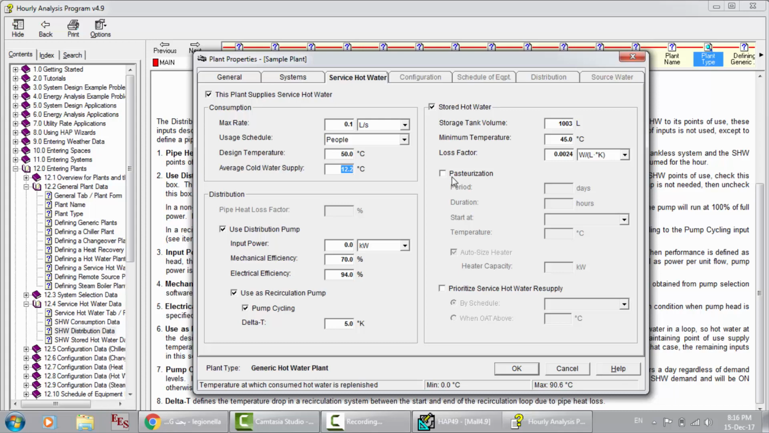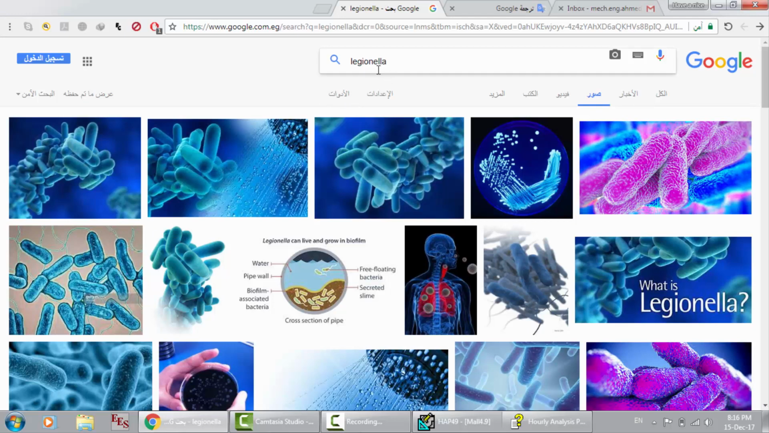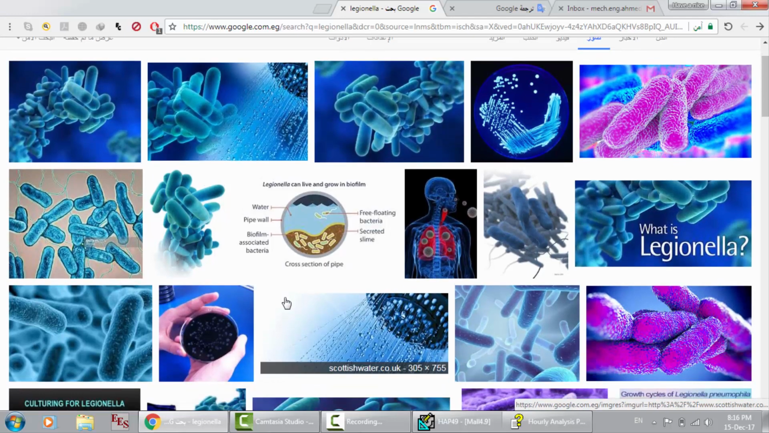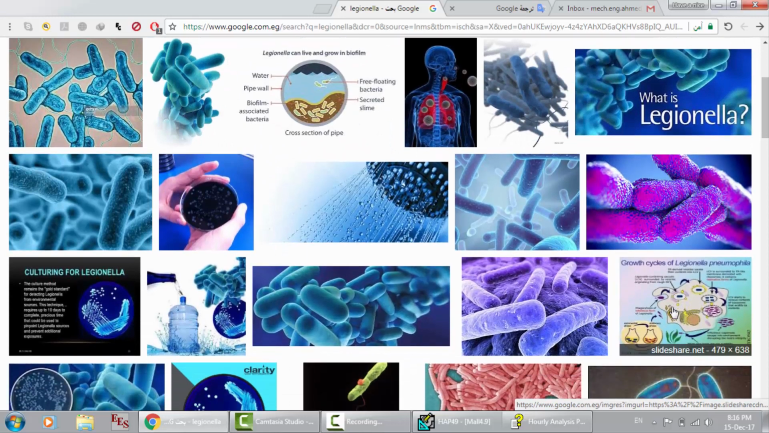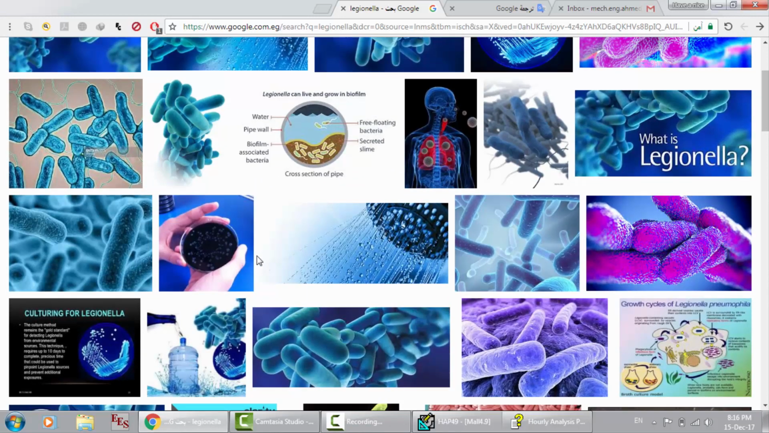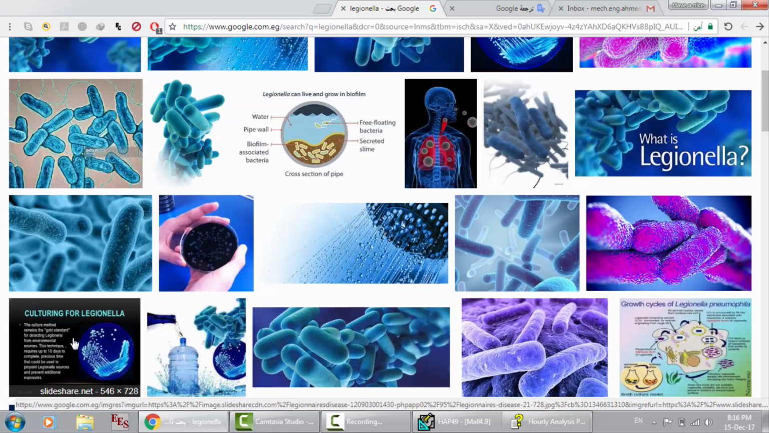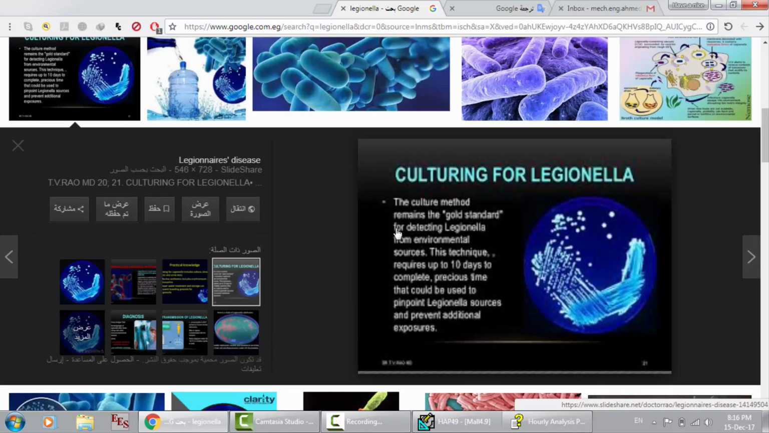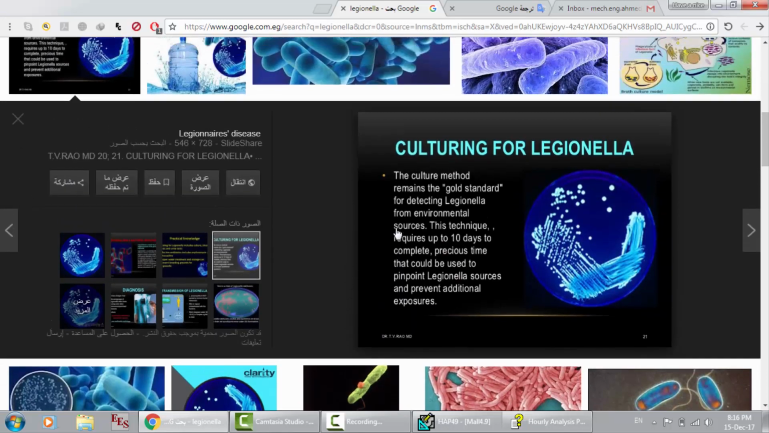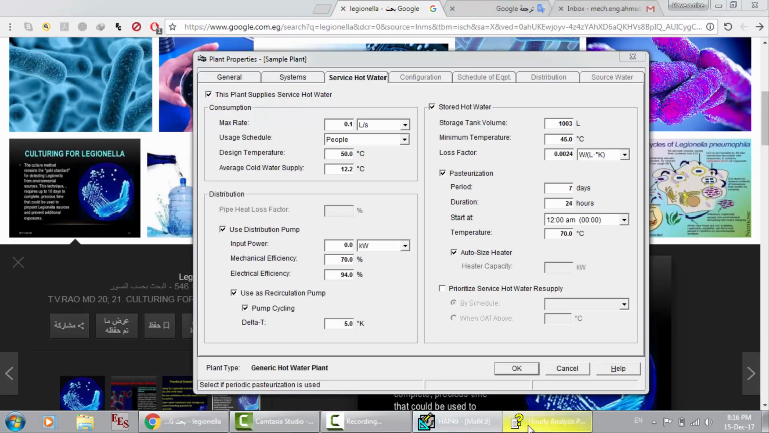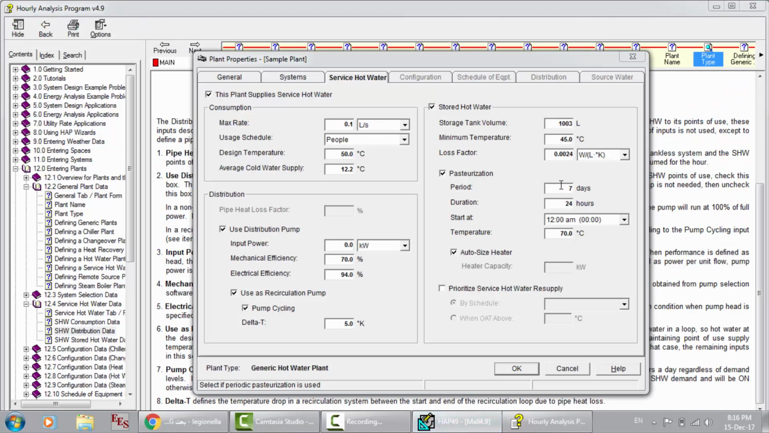If we have pasteurization as an option to kill the Legionella bacteria, which is not a good kind of bacteria, it affects our health due to stored water or water kept for a long time. So we have this option. The period here is 7 days. This means that you will use pasteurization one time every 7 days.